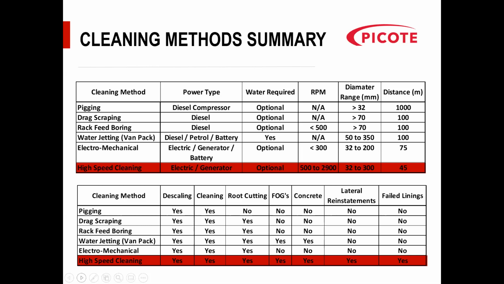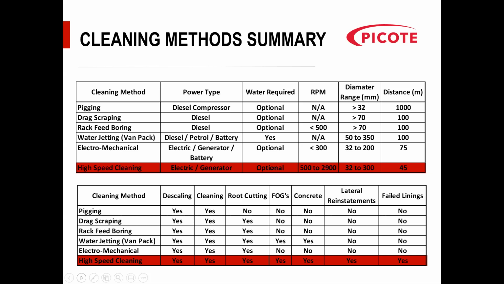Again, I think the limiting thing really currently with the high speed is that we're limited to probably lengths of up to 45 meters, which is 90 meters between two access points if you work both ways. Cleaning method, the table below explains what method you can use for cleaning, what's suitable for descaling, root cutting, removing fats, oil and grease, concrete, lateral reinstatements and failed liners.